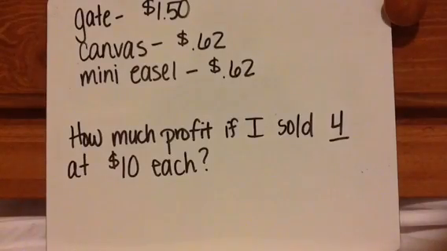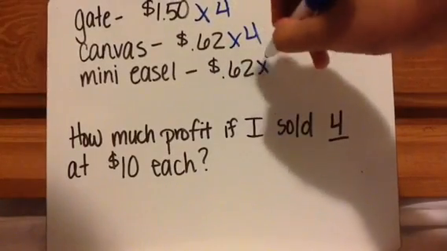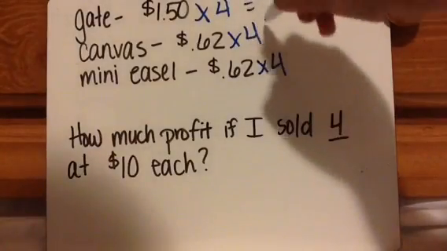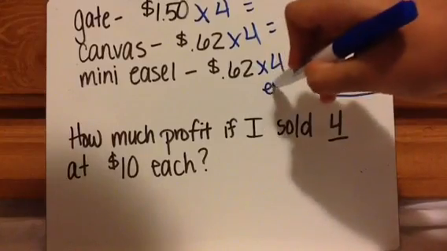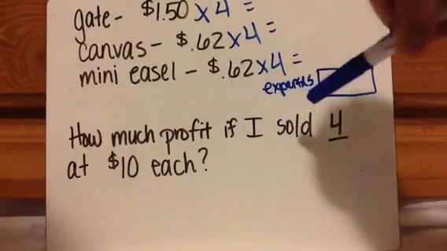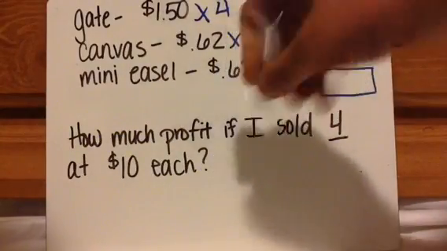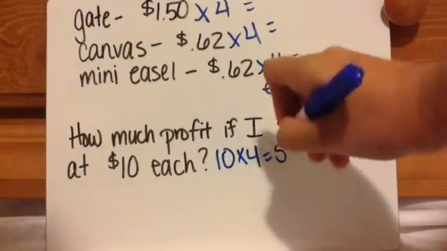So, since I'm selling 4 of them, I would have to take each one and times it by 4, because I'm making 4 of them, so I need 4 gates, I need 4 canvases, 4 easels, and then add these up, and that will be my expenses. Okay? Now, if I'm selling 4 at $10 each, that's $40.